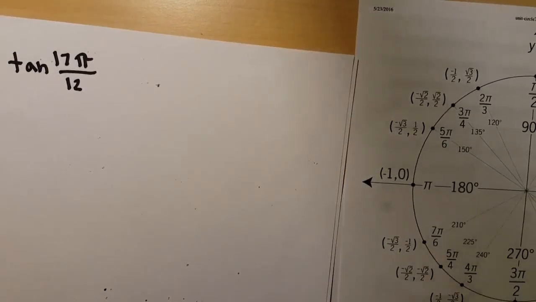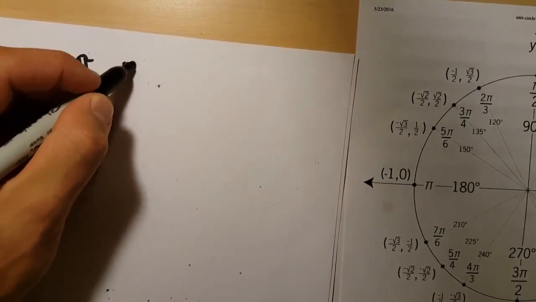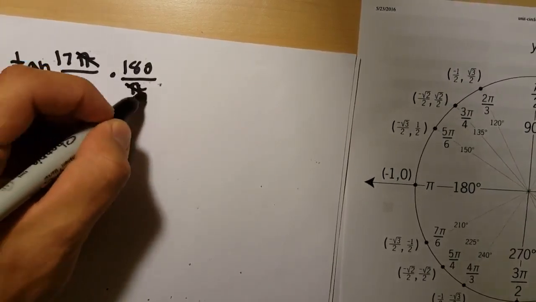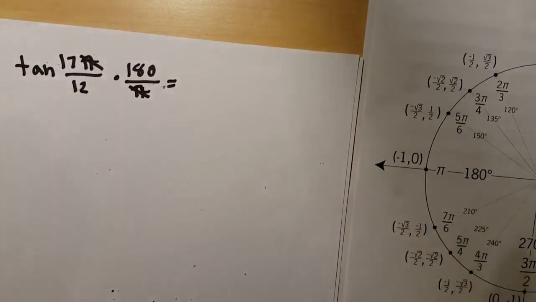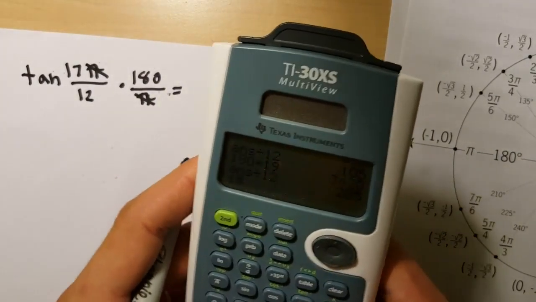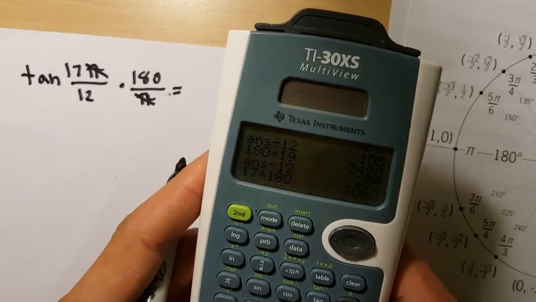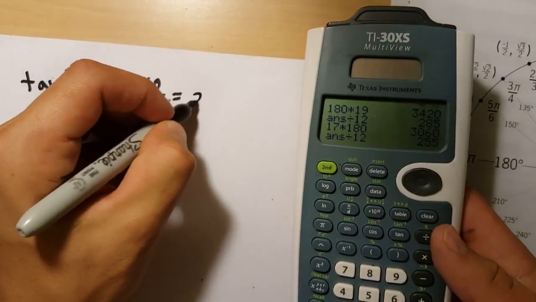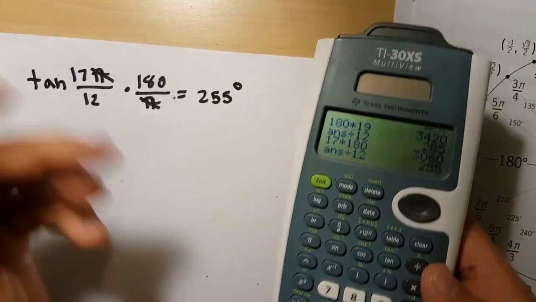So we do the same steps. Multiply by 180 over pi in order to get into degree mode. And that will equal, 17 times 180 divided by 12 gives us 255. So this equals 255 degrees.